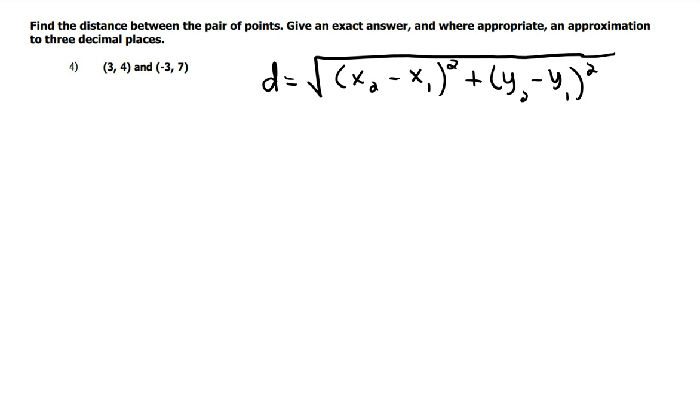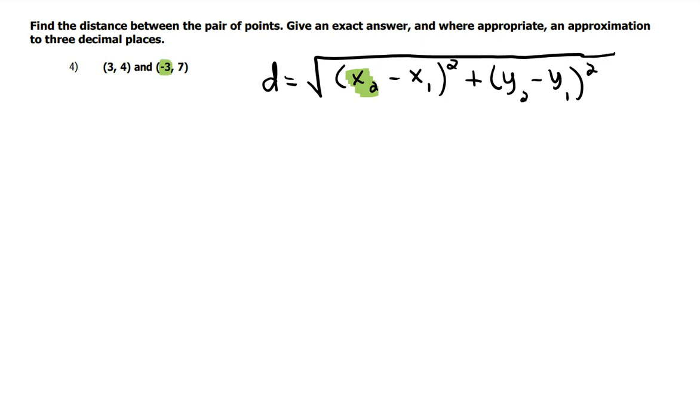All right, problem 4 wants you to find the distance between the pair of points. I've already put down what the distance formula is, and now I'm going to do a little color coding. x sub 2 would be the x coordinate from the second point. And since they're written down, this one first and this one second, I'm seeing this as x sub 2.